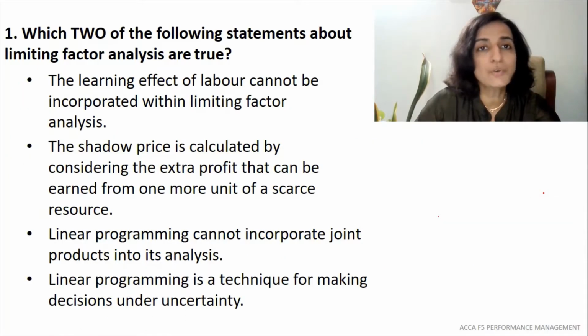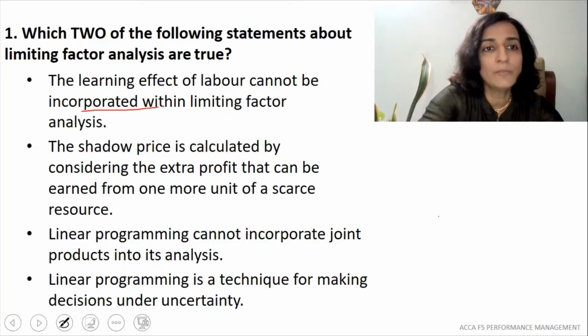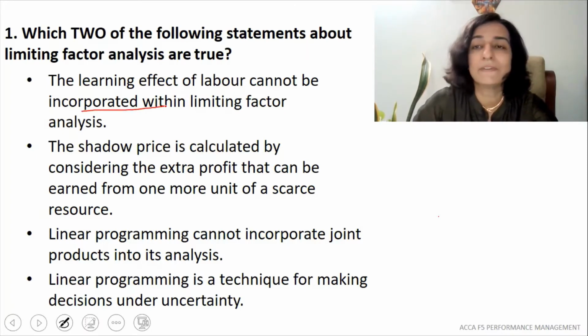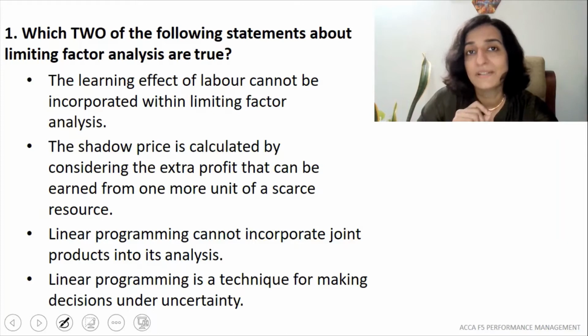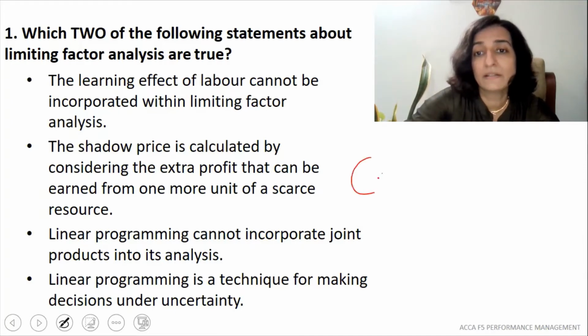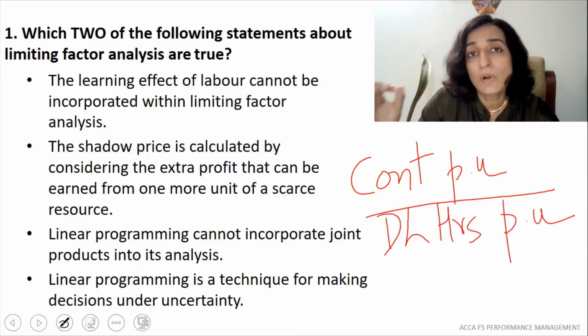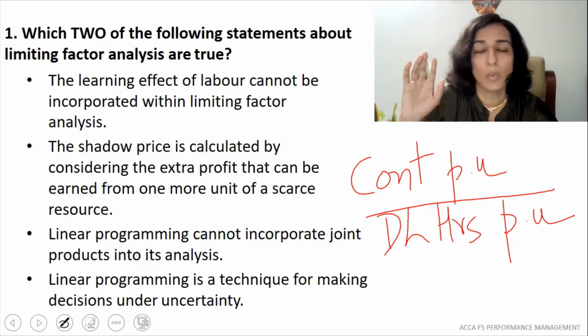Question number 1. Which 2 of the following statements about limiting factor analysis are true? The learning effect of labor cannot be incorporated within limiting factor analysis. Now, in case of a single limiting factor, if the direct labor hours is limited, how do you rank the products to find out the optimum product mix? We calculate the contribution per unit divided by the direct labor hours required per unit. And the one with the maximum contribution per limiting factor, or the contribution per direct labor hour, will be given rank 1. That is how you do the problem.